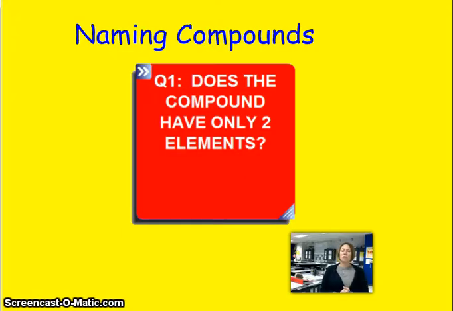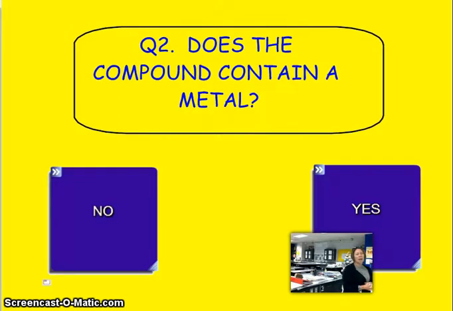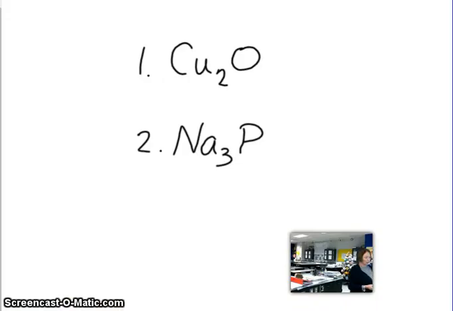So the first thing you should ask yourself when you're asked to name something is, does the compound have only two elements? Because if it does, then that means it's a binary compound, and we want to follow our binary compound rules. Once we know it's a binary compound, we want to ask ourselves, does this binary compound have a metal? And both of these do have a metal in them, right? The metal will always be first if it has a metal in them. So you want to identify what kind of compound you have, because although we only know one set of rules so far, we're going to know more sets of rules.